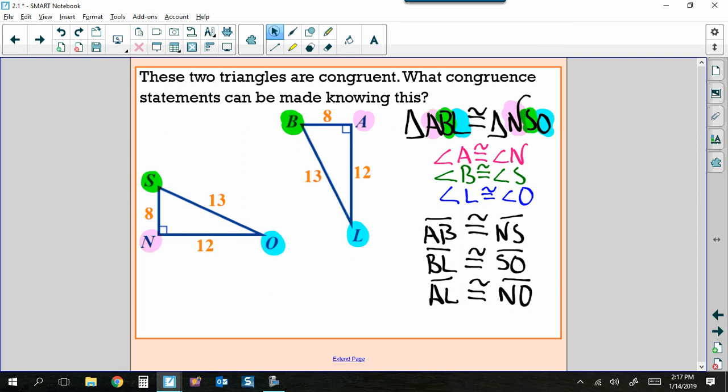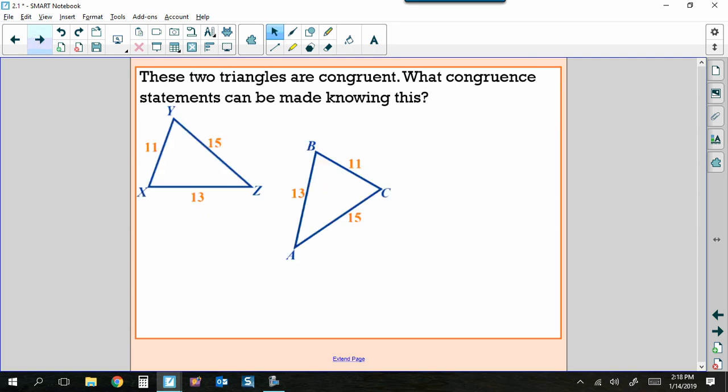And at that point, we've written actually 7 congruency statements. That would be the conclusion of this problem. There's nothing else we could talk about. We talked about the shapes themselves and then all of the parts that make up the shape, the 3 angles and the 3 sides.